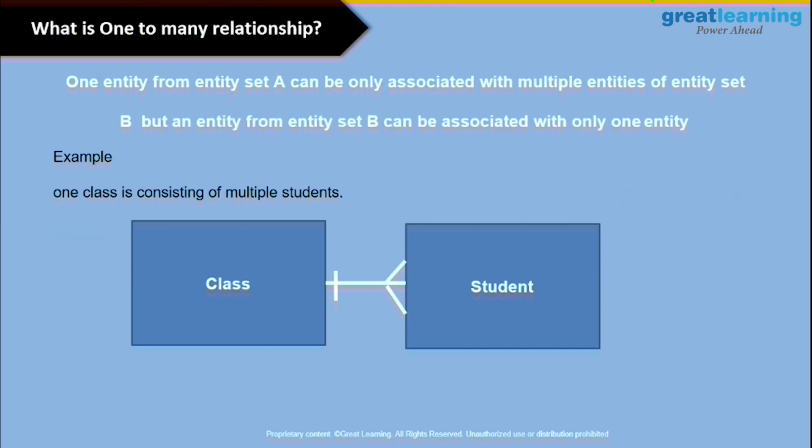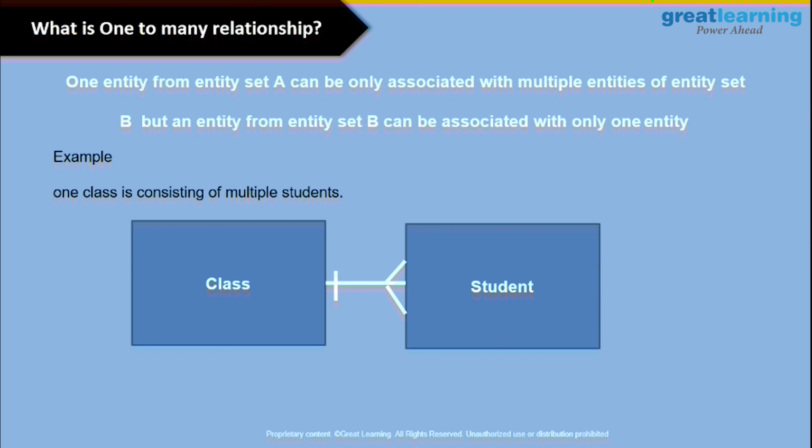Now we are going to talk about the one-to-many relationship. From the name itself, you can understand that one entity from entity set A can be associated with multiple entities of entity set B, but an entity from entity set B can be associated with only one entity. This is so confusing, so let me clear it up. We have 2 entities, class and student. One class consists of multiple students. Only one class, but students can be multiple. This is how a class is connected with students in a one-to-many relationship.